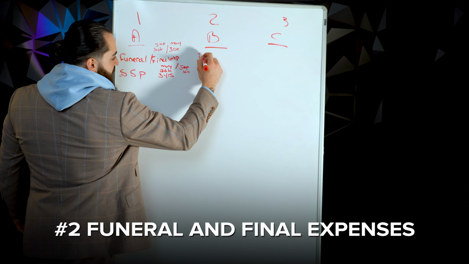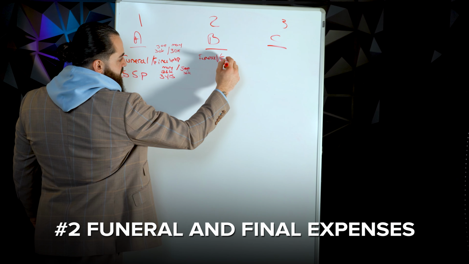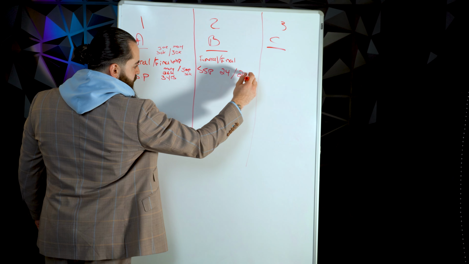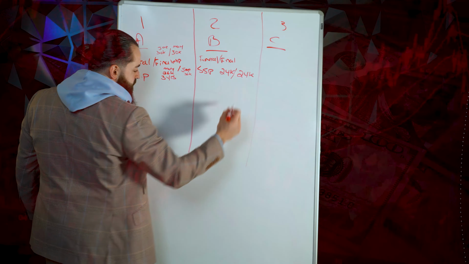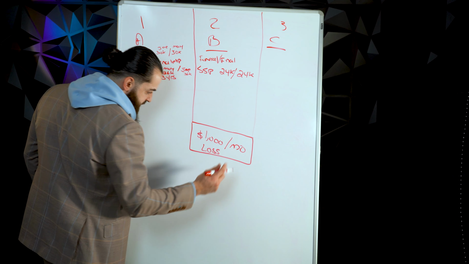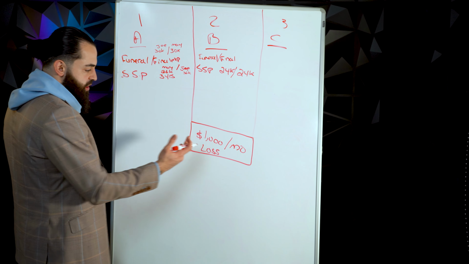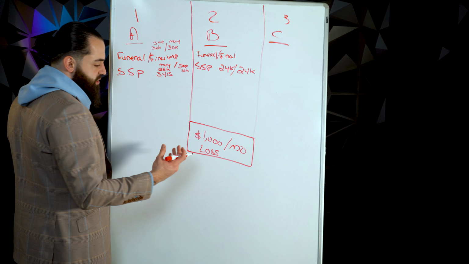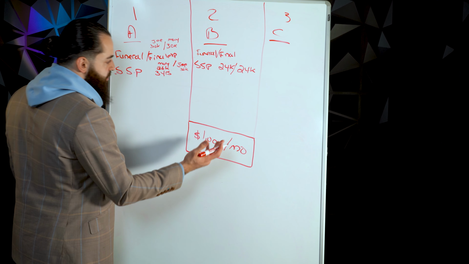Option B, we got funeral, final expense again. And this time we got SSP, 24K. Where are we getting this number from? In the last video, we used the $1,000 loss every single month as the example. So $1,000 is a monthly income that we're trying to protect, the monthly loss, and that would be the monthly income that they're protecting, right?